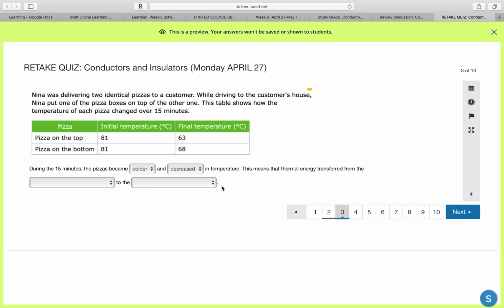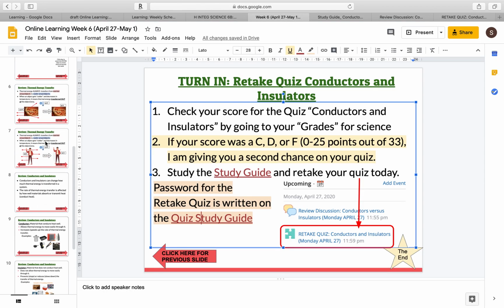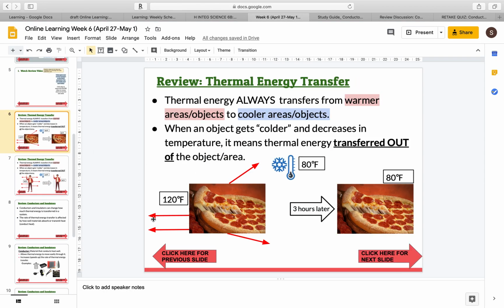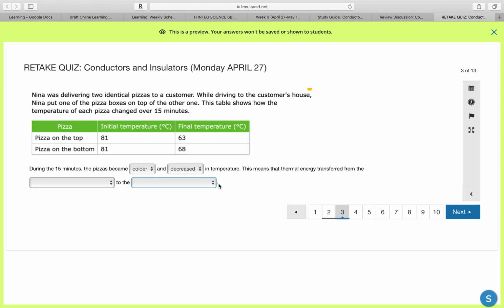Now, why did the pizzas get colder? Well, remember what I showed you in the slides. The pizza got colder because thermal energy left. It left the pizza and it went to the colder area outside of it. So the reason why the pizza got colder is that thermal energy transferred from the hot pizza to the colder air. Because remember, it always goes from hot to cold. So the pizza got colder because thermal energy transferred from the hot pizza to the colder air.